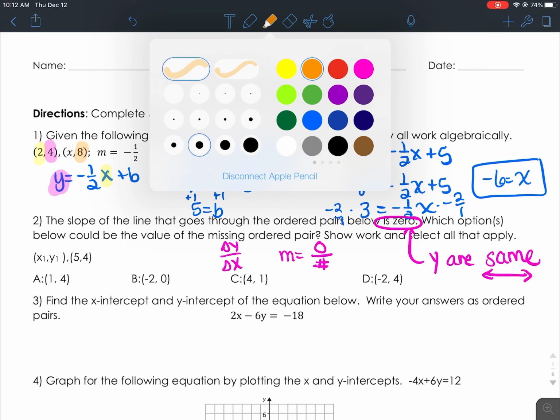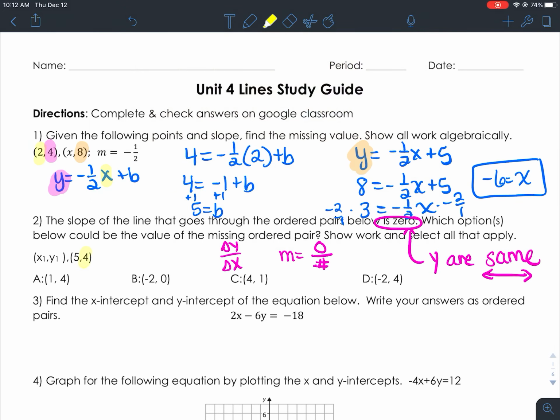So if I look at the ordered pair they gave me, it's 5, 4. I'm going to basically select this one, because if I did that, that's going to be 0 over negative 4, which is 0. And if I pick this one, that's going to be 0 over negative 7, which is still 0. So either way, if you find the slope between those two, it's going to be 0.